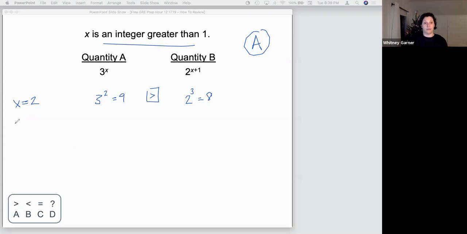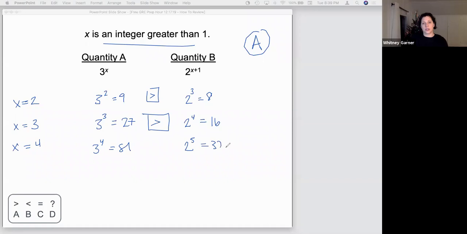We try another one. X to the third, we get 3 to the third power, which in this case would be 27. We get 2 to the fourth power, which is 16. Anytime I get the same answer over and over, I'm going to try one more. 3 to the fourth is 81. 2 to the fifth is 32. Is this going to keep going in this way? Can I stop? What's the pattern?